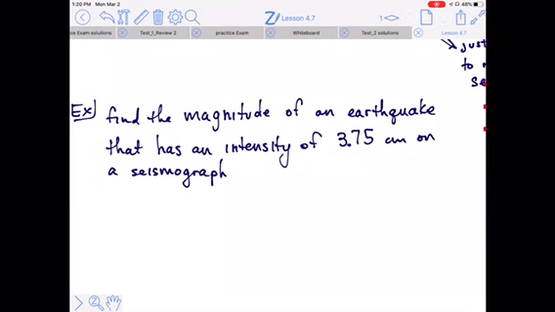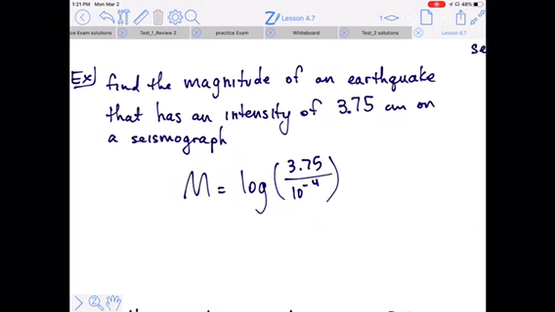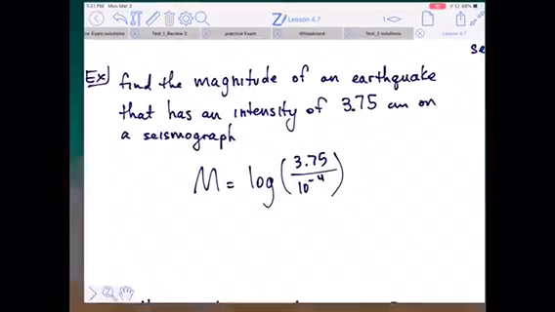So for example, if we want to find the magnitude of an earthquake that has an intensity of 3.75 on a seismograph, the magnitude is log of I divided by S, so 3.75 divided by 10 to the negative 4. And this just becomes another calculator problem.